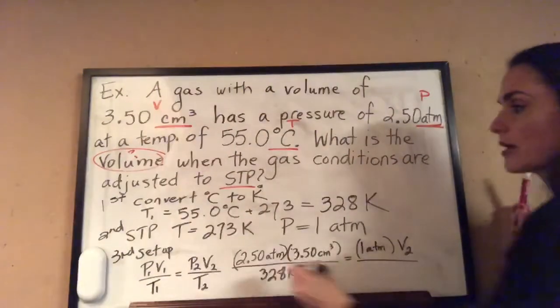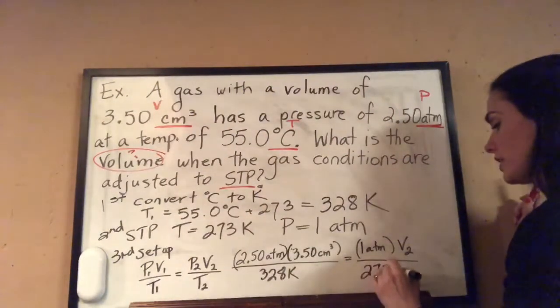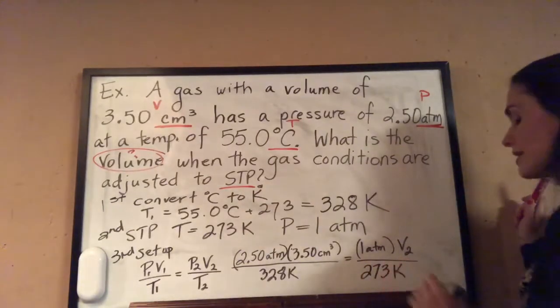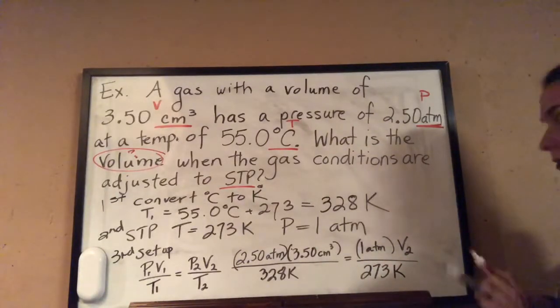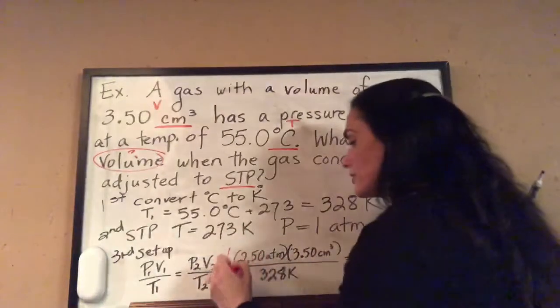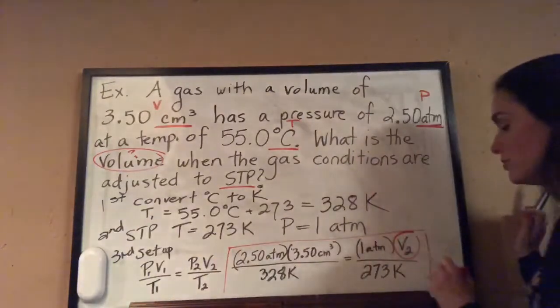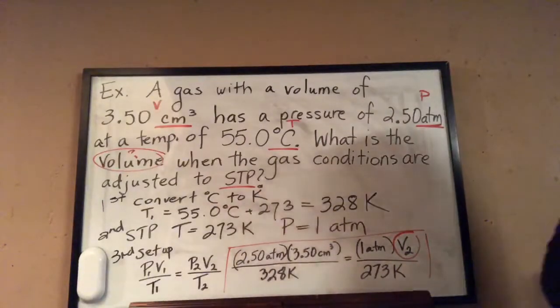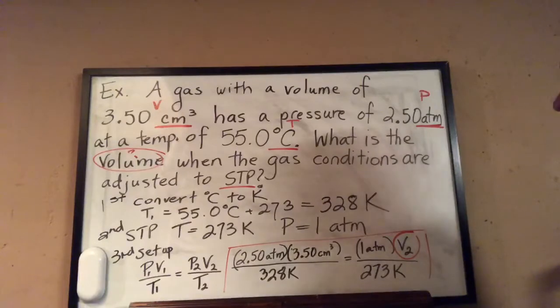Do we have the final temperature? Yes, we know it was adjusted to standard temperature, 273 Kelvin. Okay, now we need to find V2. So we have this here, and we need to manipulate this equation to solve for V2. Well, that's where cross multiply comes in really handy.